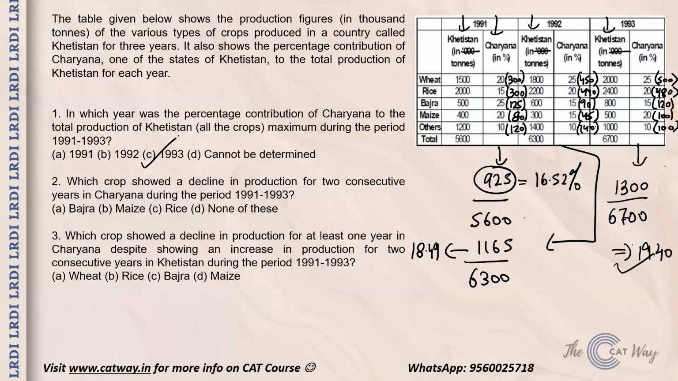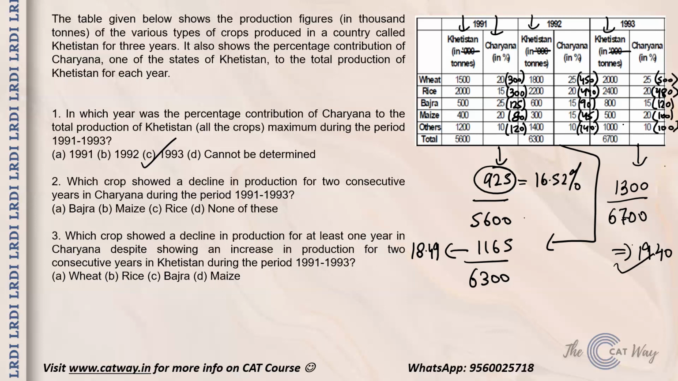Question number 2, which crop showed a decline in production for 2 consecutive years in Chariana during 91 to 93? So you have been given 3 options: bajra, maize and rice. If any one of them shows a decline for 2 consecutive years, that will be the answer, otherwise none of these. So if you talk about bajra, from 125 it went to 90, but then it increased, so there is not a decline for 2 consecutive years in bajra. Then you have maize. In maize it went from 80 to 45, but then again went to 100.